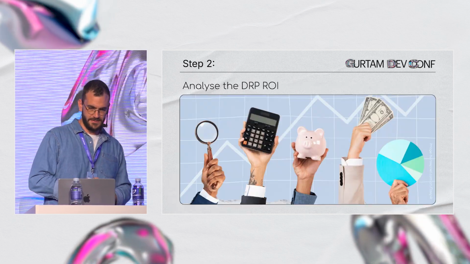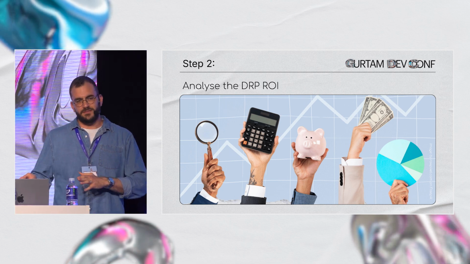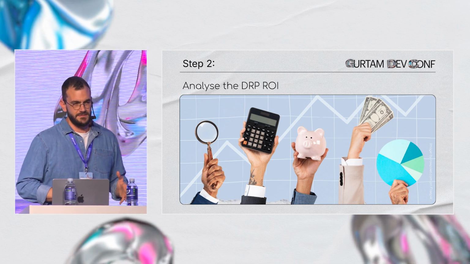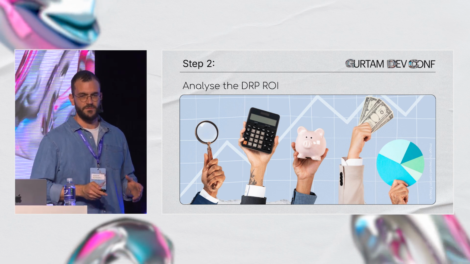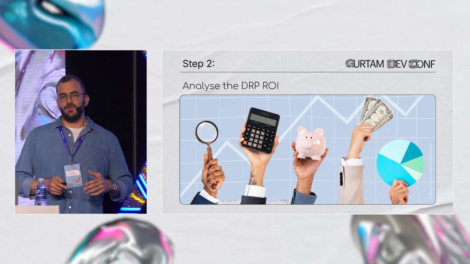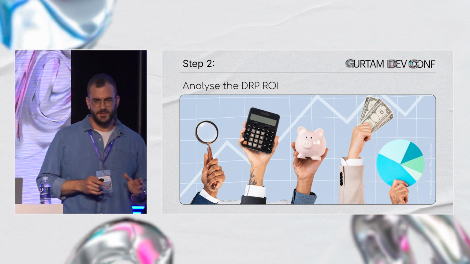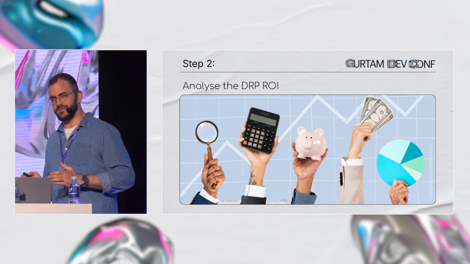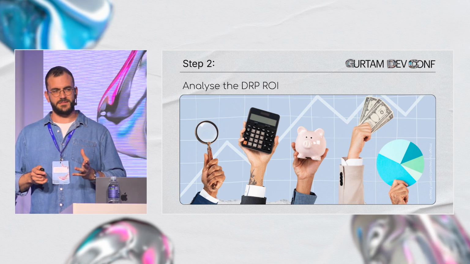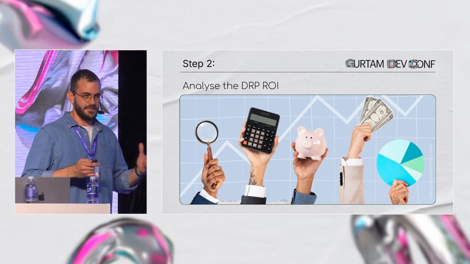Step 2, still before the technical part, you need to analyze the DRP ROI, the return on investment of the disaster recovery plan. Because you can spend the whole year building a disaster recovery plan, and you can also decide that you don't need to do it at all. It's really a decision that needs to be taken with all the stakeholders, the product people, the developers, and the technical people.